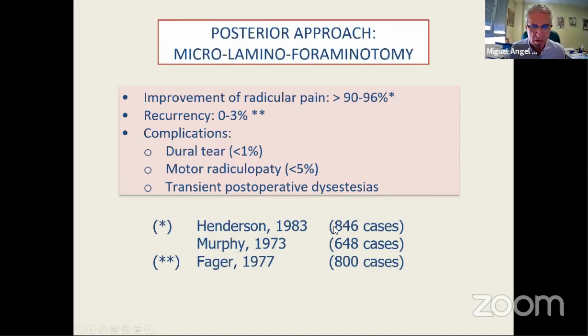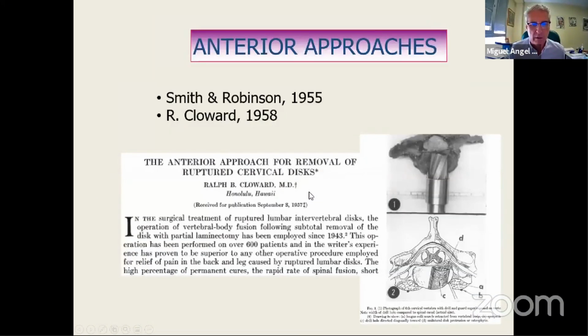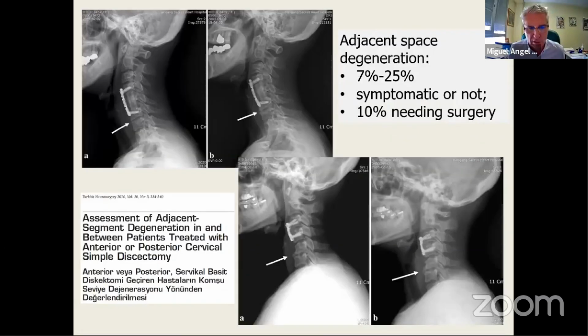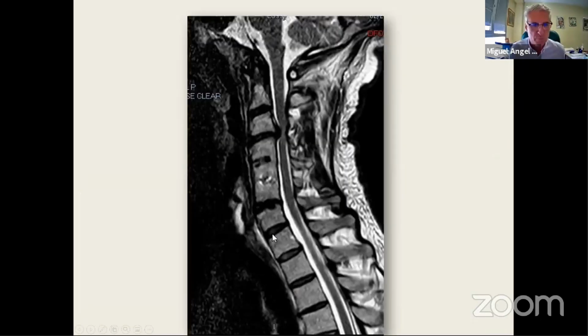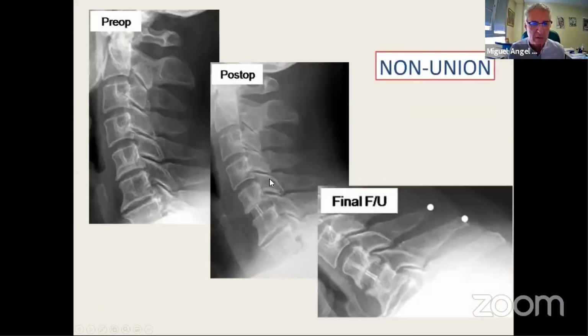You can see the series with a large number of cases, and in comparison with the anterior approach, we have to mention that this posterior root, when indicated and done properly, is solving the problem without getting into the problem of the adjacent degenerative space. That is a problem very much published in the medical literature after anterior approach. Also, you can see in this image how the adjacent space level can be a big problem after fusion, in that case of 2 levels, in one of our patients.